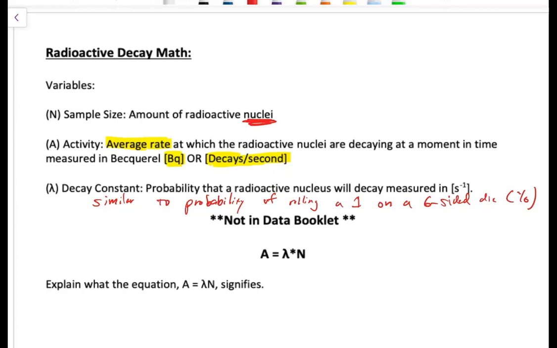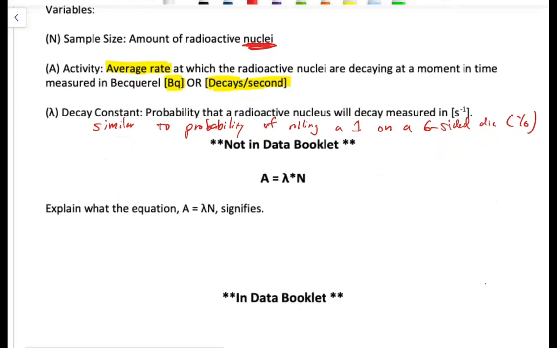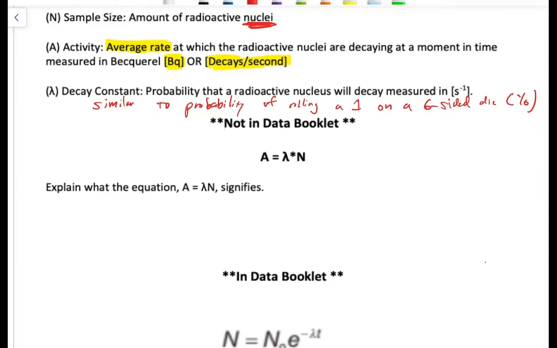Something that's not in your data booklet, but you need to be able to identify and be aware of, is that activity, the rate at which the nuclei decay, is proportional to the number of nuclei we have. So if our nuclei or sample size increases, then our activity, our decays per second, is also going to increase, based off of the probability of decay. So if we had 1 6-sided die, it might take us 6 rolls to hit a 1. But if we had 30 6-sided dice and we all roll them at once, we're going to hit a lot of 1s. So we're going to have a lot more decaying.